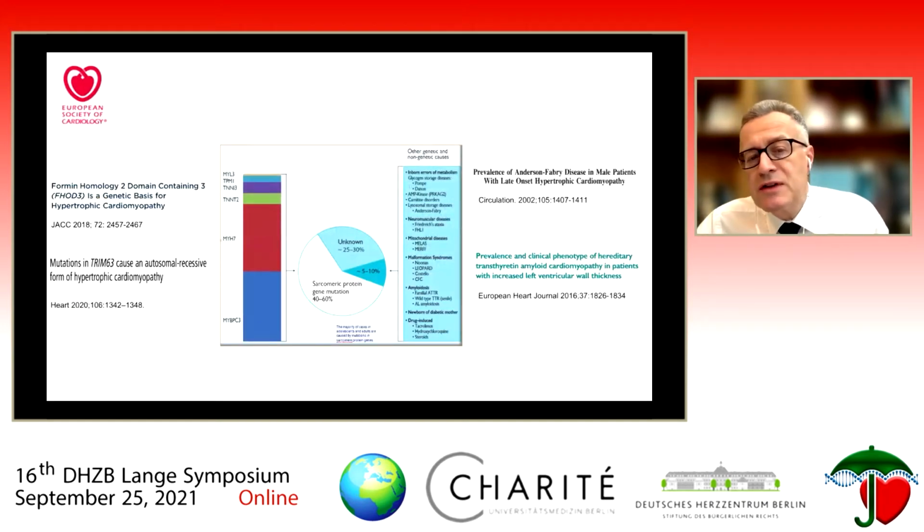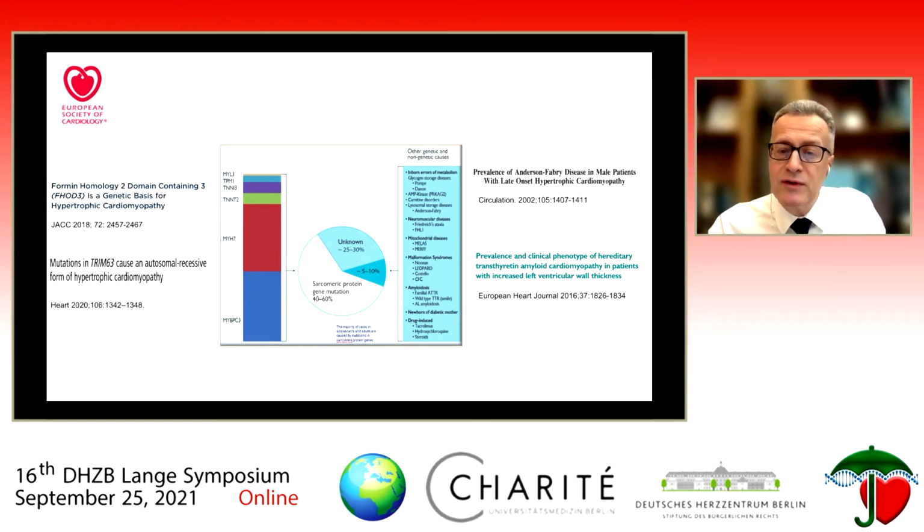Indeed, if we look at the spectrum of disease in hypertrophic cardiomyopathy, whilst sarcomeric protein gene mutations account for maybe 40 to 50%, we recognize there are a large number of genetic and acquired phenocopies, some of which are genuinely very rare, but some of which, for example, Fabry disease and particularly amyloidosis, are actually only rare because we haven't looked for them systematically.